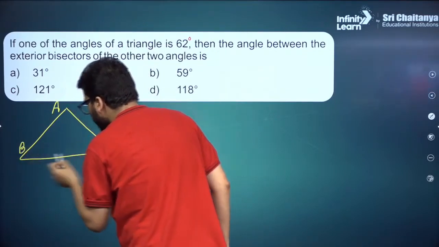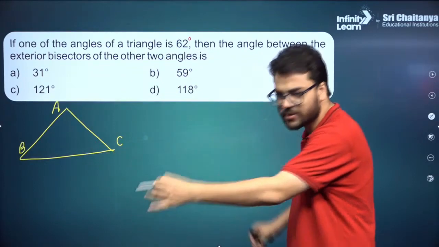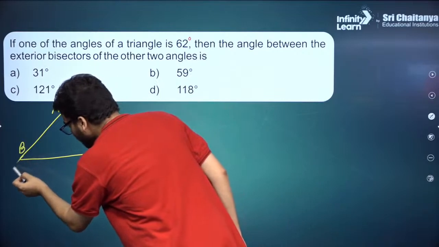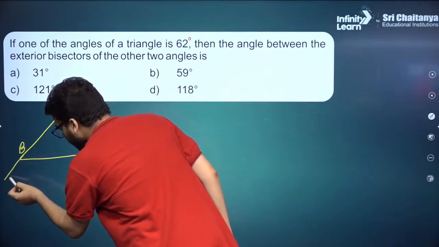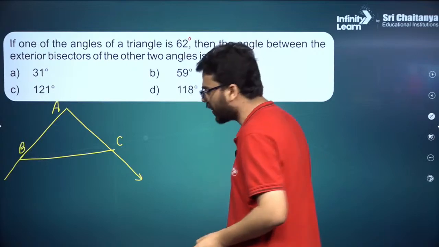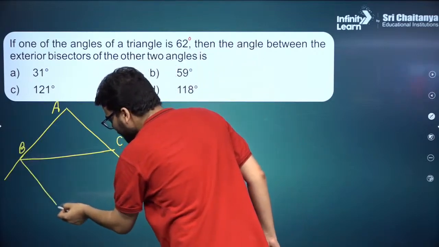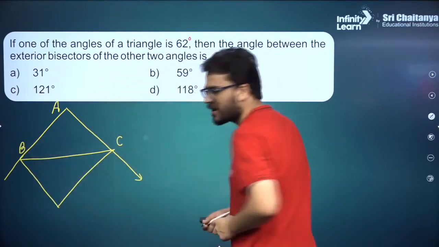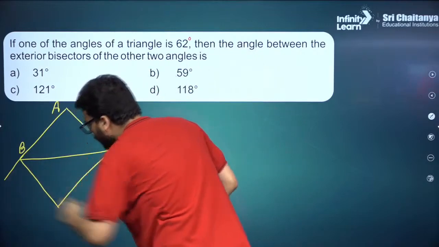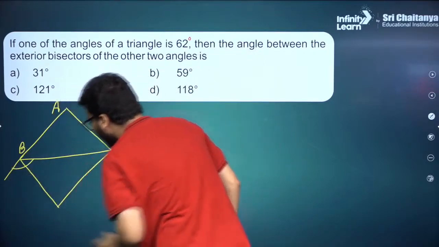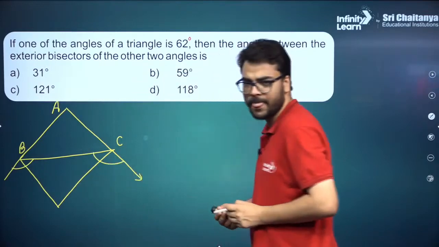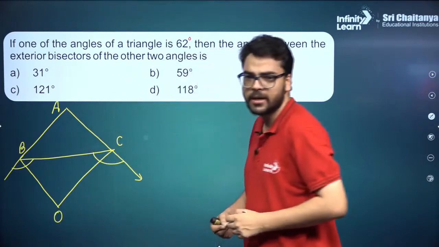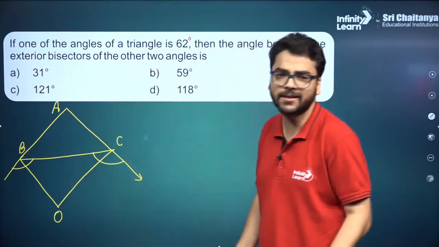Basically what you are doing over here is extending 2 sides of this triangle. Suppose this side I'm extending up till here and this side up till here. And then we are talking about the bisectors of the external angles. If you extend one side of a triangle, this will be the external angle, guys. And these are the bisectors of the external angle. Suppose they are intersecting at O. So we have to find the angle between the bisectors of the external angle.